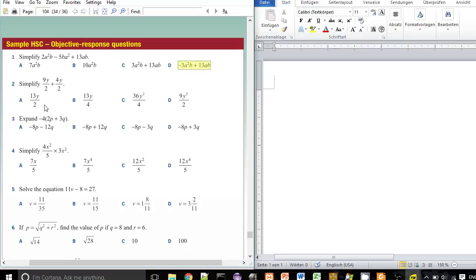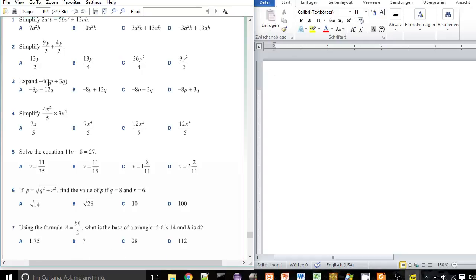These ones are wrong. This one, they're both over 2. So let's just ignore that, they're both over 2. So what's 9y plus 4y is just 13y over 2. So A is the answer. Okay, that's easy. Don't change the 2. It already matches. It's like adding apples and apples. It's the same type of thing. You just put it together.